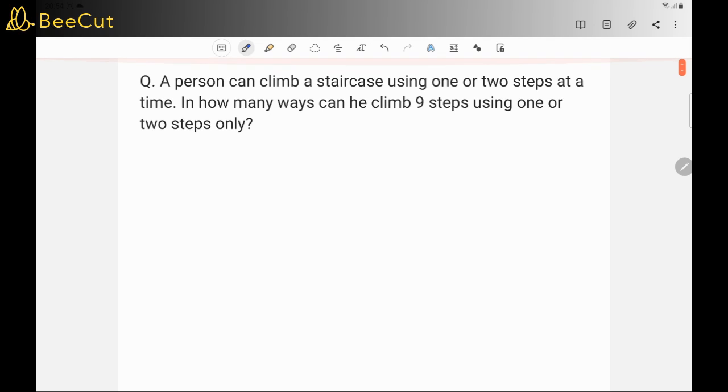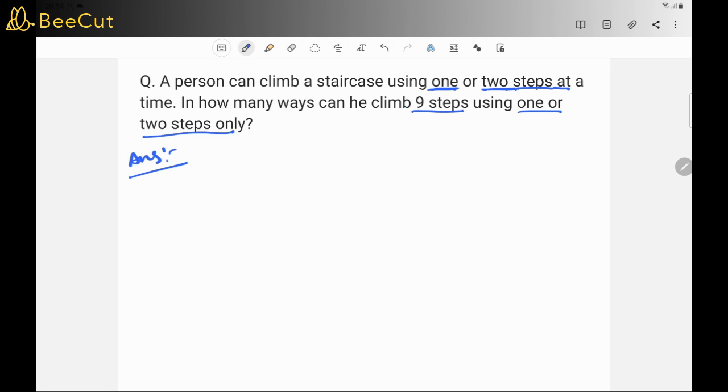Now let us apply the series in this question. Now this question says that a person can climb a staircase using 1 or 2 steps at a time. So he can use only 1 or 2 steps at a time. In how many ways can he climb 9 steps? So there are a total of 9 steps in that staircase, using 1 or 2 steps only.